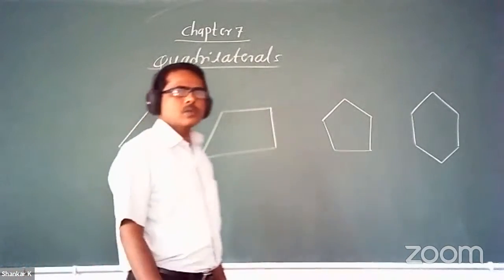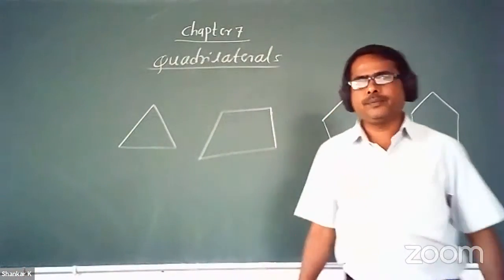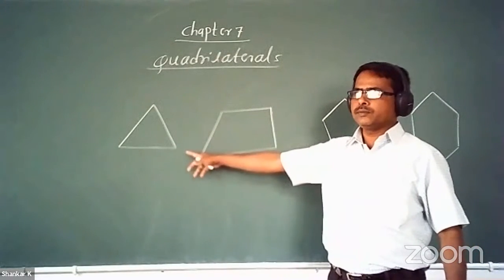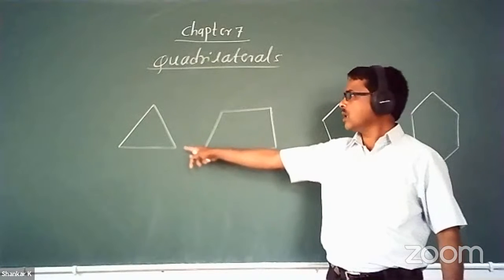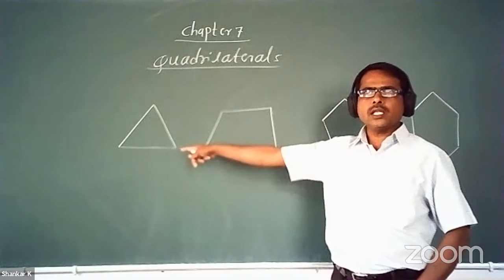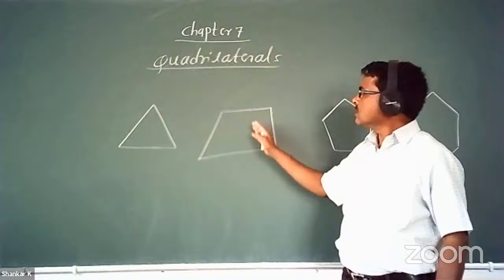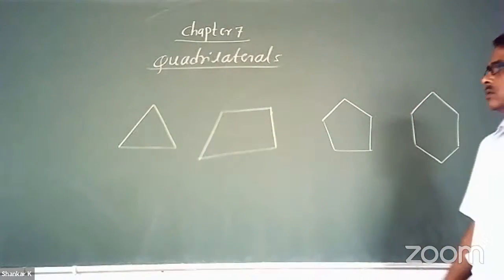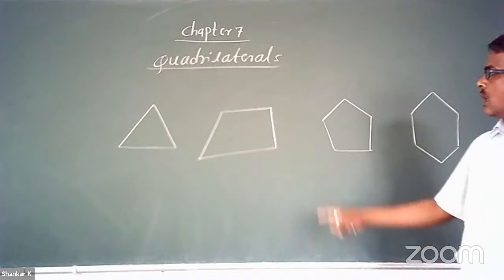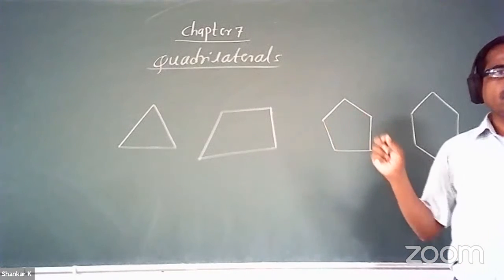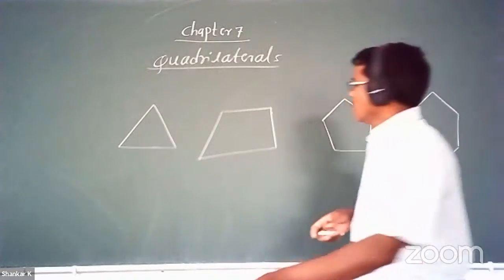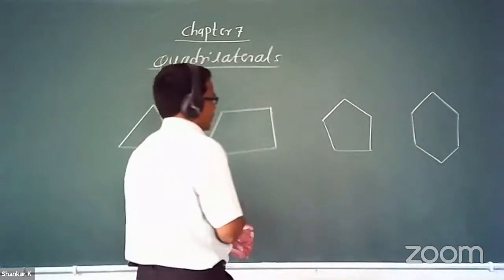The minimum number of sides of a polygon is three, a triangle, because with only two sides you cannot make a closed figure. A triangle is a three-sided closed figure, or a triangle is a three-sided polygon. A quadrilateral is a four-sided polygon, or we can say a quadrilateral is a four-sided closed figure.